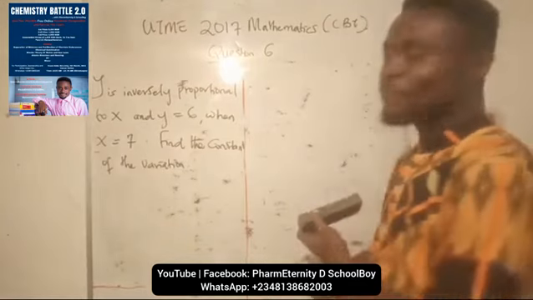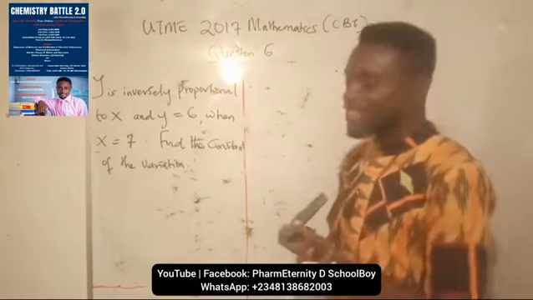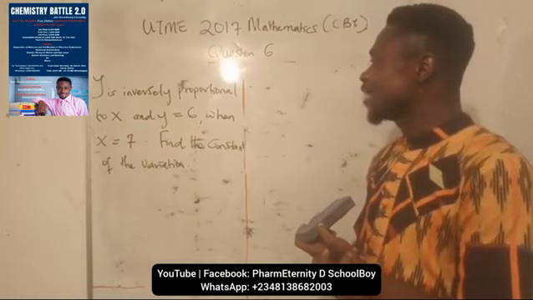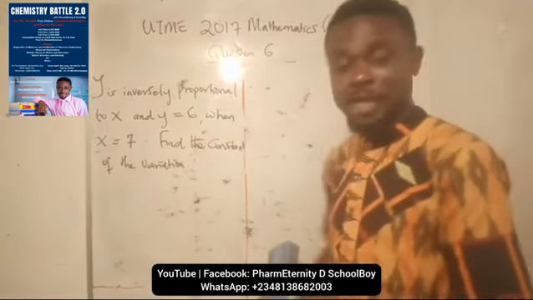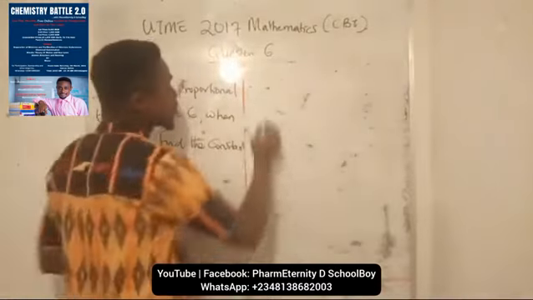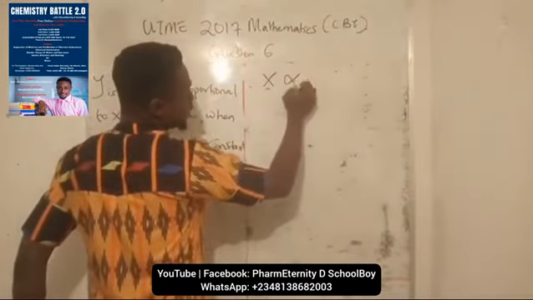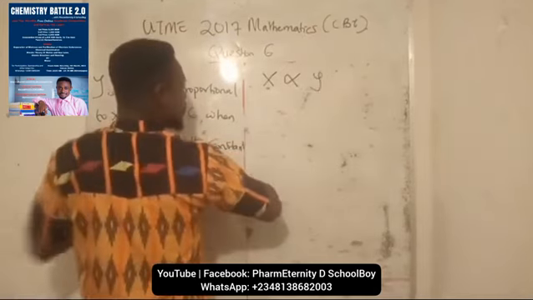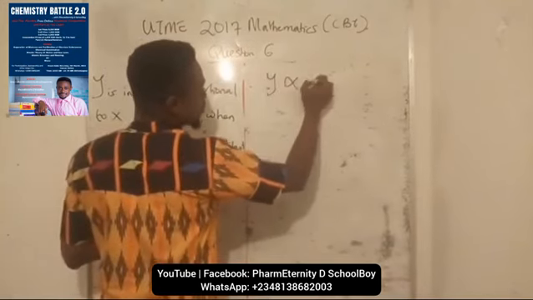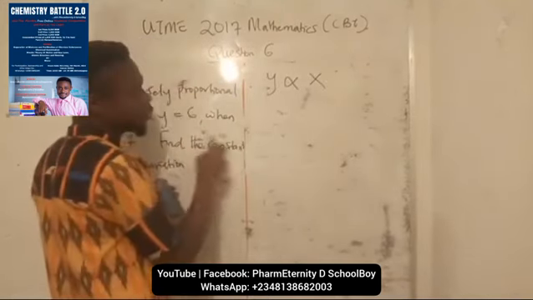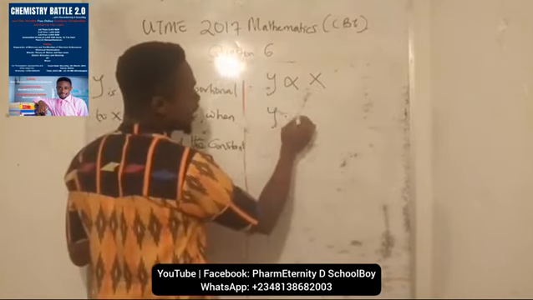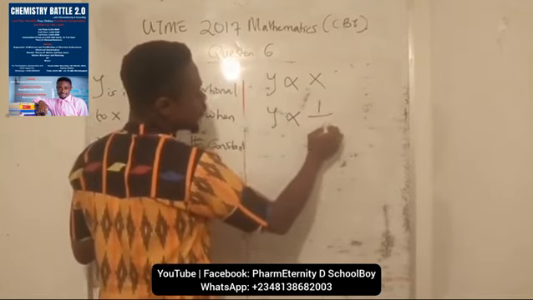This is a case of inverse variation, where y varies inversely proportional to x. What it means is this: in direct proportion, let's assume they are in direct proportion, y is directly proportional to x. But in inverse proportion, you invert it. For an inverse proportion, y is inversely proportional to x.